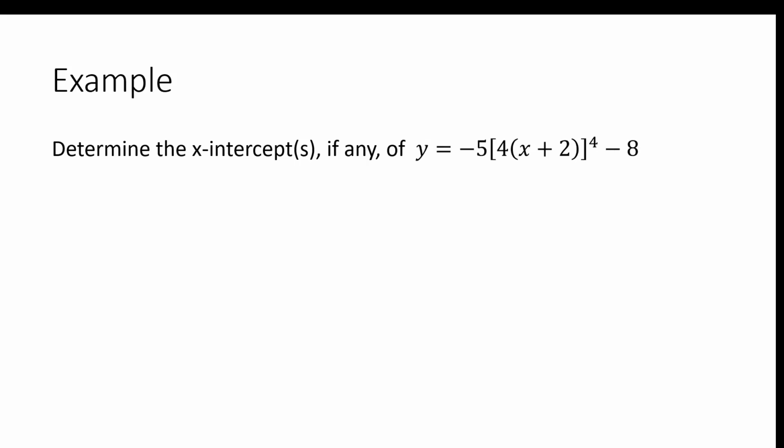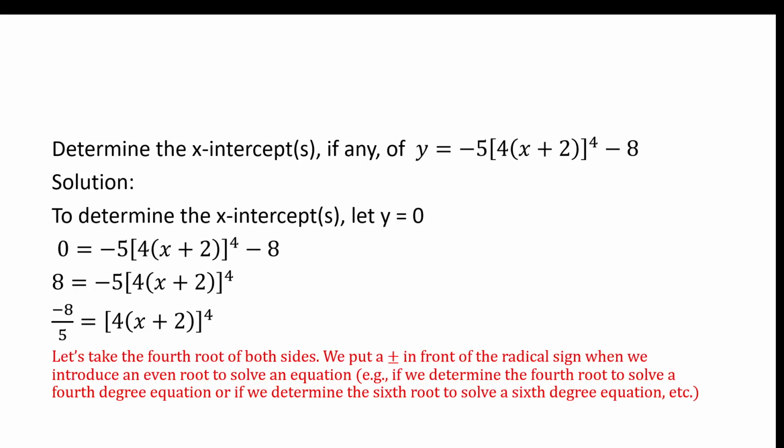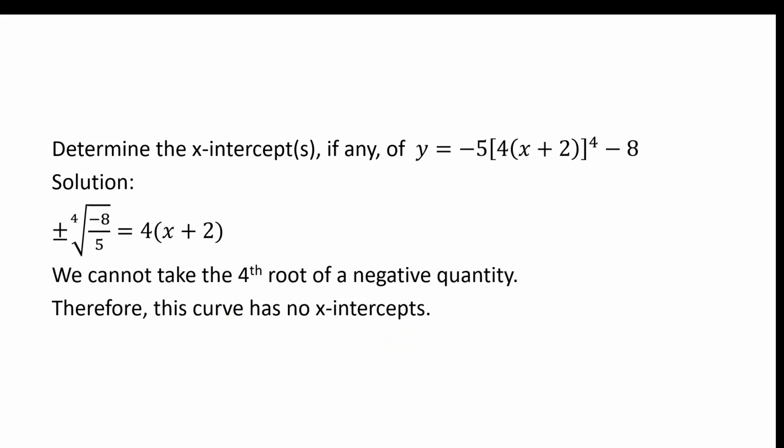And now let's see a situation where there are no x-intercepts at all, what that would look like. Pretend you're given this function here. You want to determine the x-intercept, so you're going to let y be 0. Once you let y be 0, you're going to move that 8 over, like we have here, and divide both sides by -5. We're now going to take the fourth root of both sides, and because it's an even root that we're introducing, we put a plus or minus in front, and we have this expression right here.